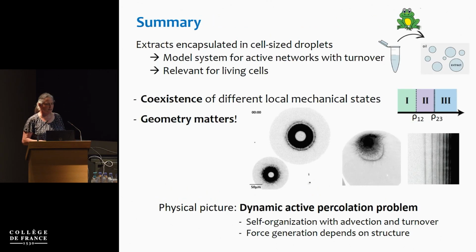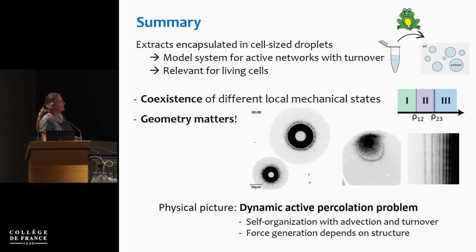So to summarize, I've shown you that we have this system of extracts encapsulated in cell-sized droplets. It's a nice system because we have the actomyosin with physiological high turnover rates and myosin activity, and we can control the geometry. Obviously, these networks with rapid turnover are relevant for what's happening in living cells because typically cells have rapid turnover. What I showed you is that when we think of the system with turnover and advection, you actually have to think of the system as a coexistence of different local mechanical states rather than a state of the whole system.